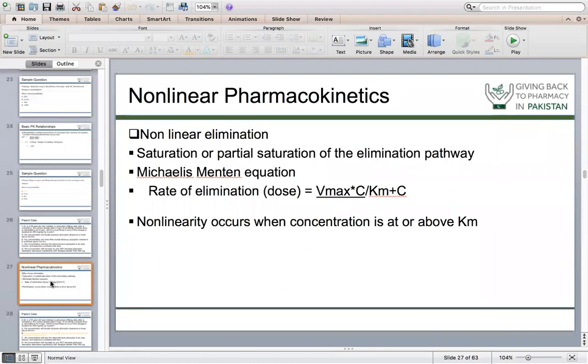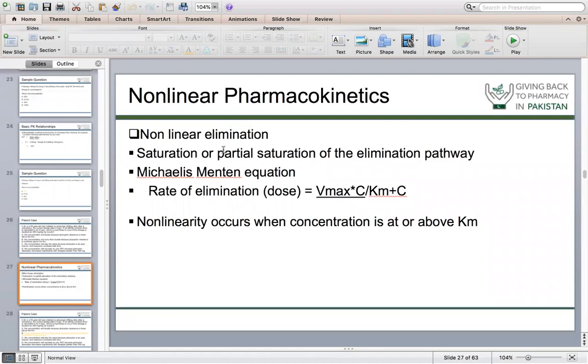But there are some drugs which do not follow linear kinetics, and the elimination pathway is saturable. For example, if we give therapeutic doses, their elimination pathway is saturable at those doses, and the rate of elimination will not follow first order kinetics. What does that mean? That means the rate of elimination will not be directly proportional to the plasma concentration, as it is true for the other drugs, where the rate of elimination is directly proportional to the plasma concentration, right?